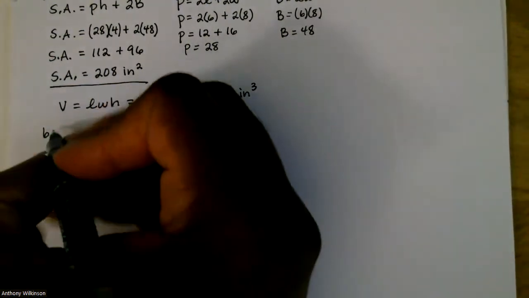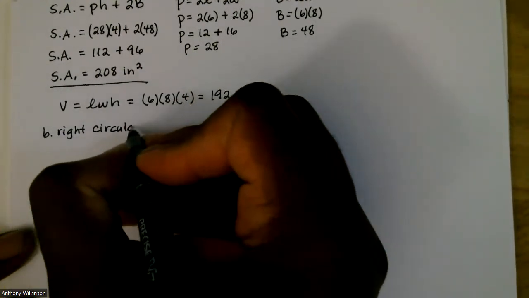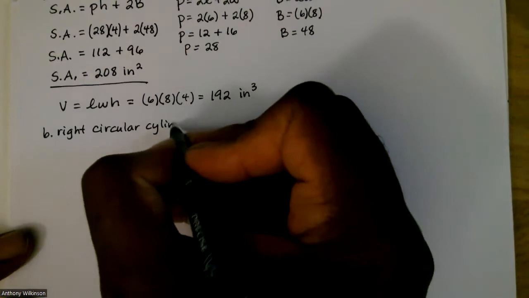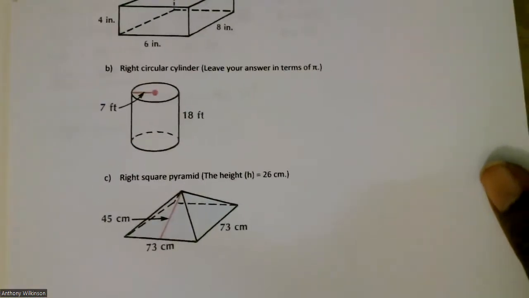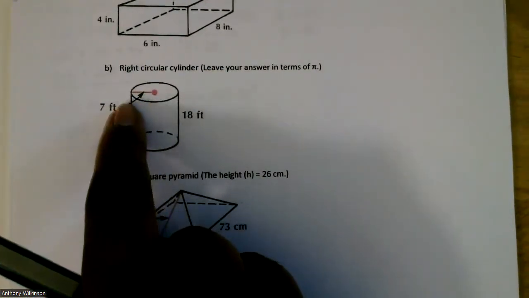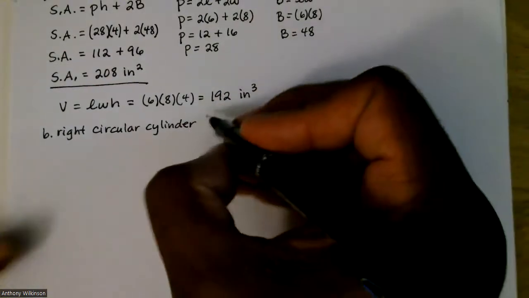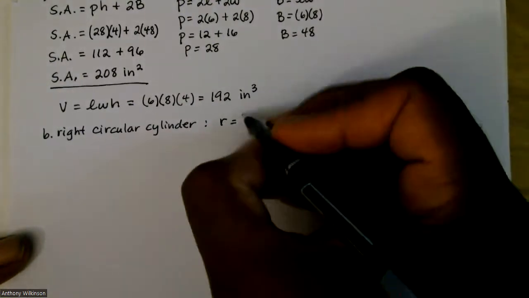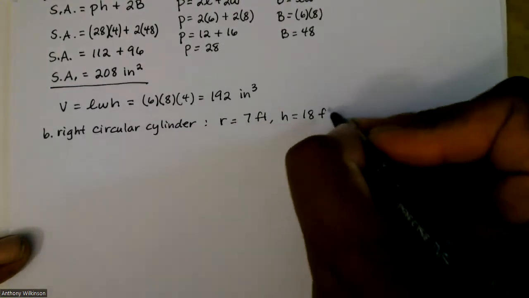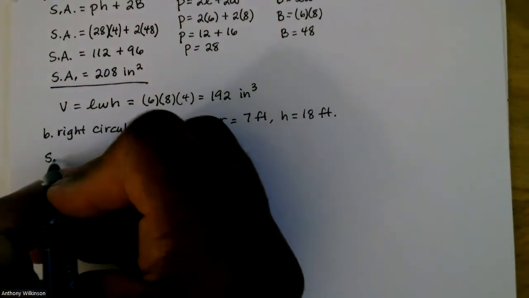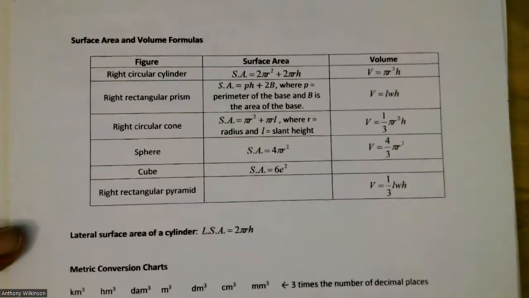is the right circular cylinder. So here's the right circular cylinder in part B. Notice we have a radius of 7 feet and a height of the cylinder being 18 feet. So let's label that or mention that the radius is 7 feet and the height is 18 feet. So now we want the surface area of that right circular cylinder.